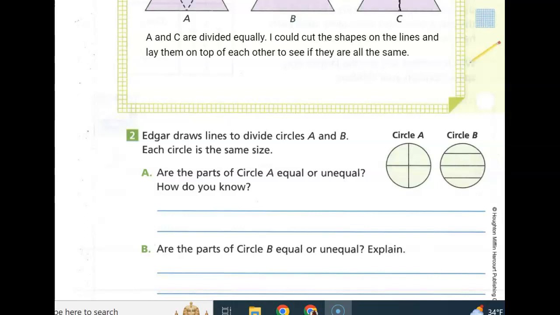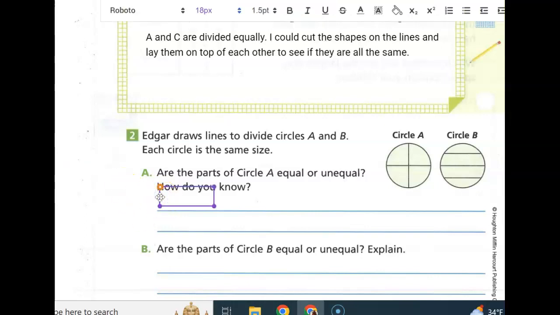Equal. So on the line, I want you to write equal. That answers our first question. And then put a semicolon.